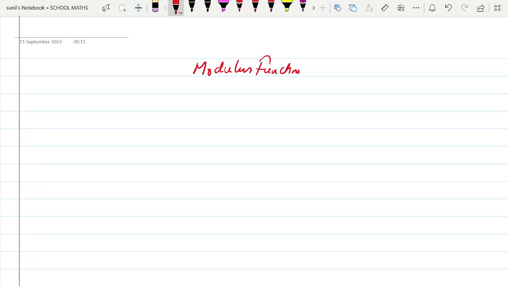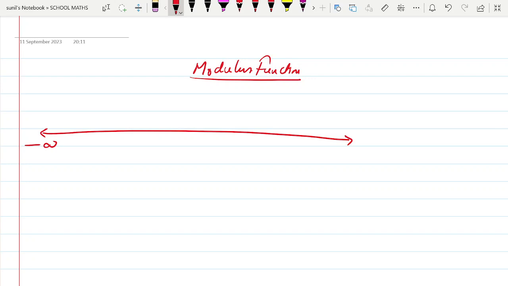Now I'm going to explain this concept with the help of a number line. So let us plot the number line. This is the number line from minus infinity to plus infinity. These are the numbers 0, 1, 2, 3, 4. Then we have minus 1, minus 2, minus 3, and so on.